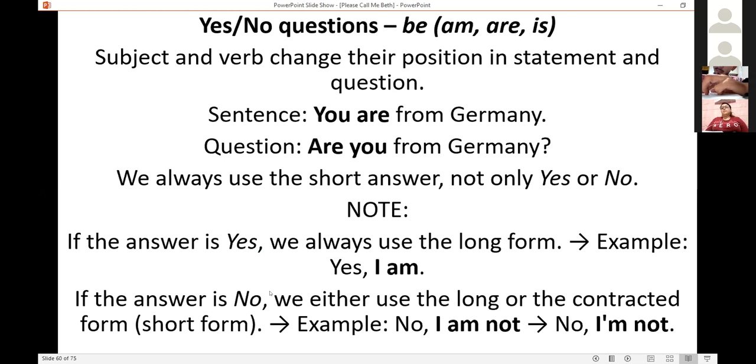Pero la segunda es no, I'm not. I'm not. No, I'm not. Okay? So, that's how we use it. Pero lo puede decir de las dos formas. Si usted solo quiere usar no, I am not, that's good. Pero si usted quiere contractarlo, no, I'm not. Questions? ¿Alguna pregunta hasta el momento, chicos?